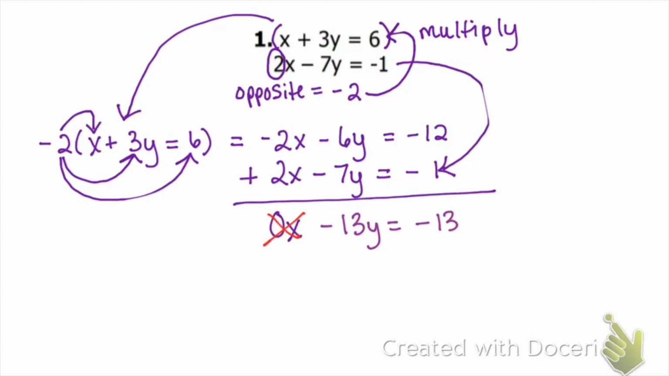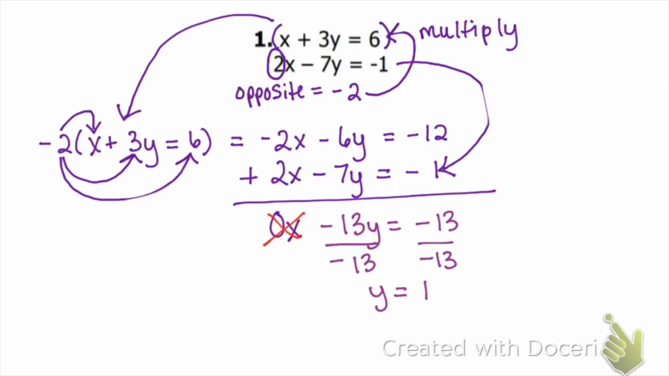So when we add those two together, you get rid of the x term because negative 2 plus 2 is 0. Then negative 6 plus negative 7 is negative 13y. And then your negative 12 plus negative 1 is negative 13. So now you're just going to solve for y. And you get y equals 1.